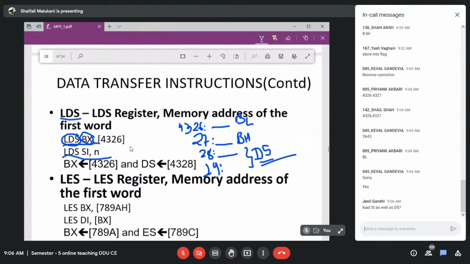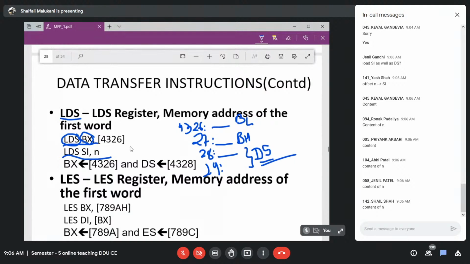Yes, it will load SI as well as DS. True. What will be in SI? Address of N or content of N? No, no, content of N. It will be content of N. That is what the point is.